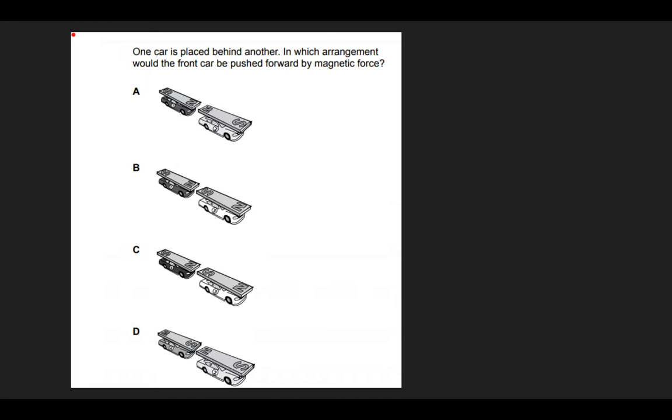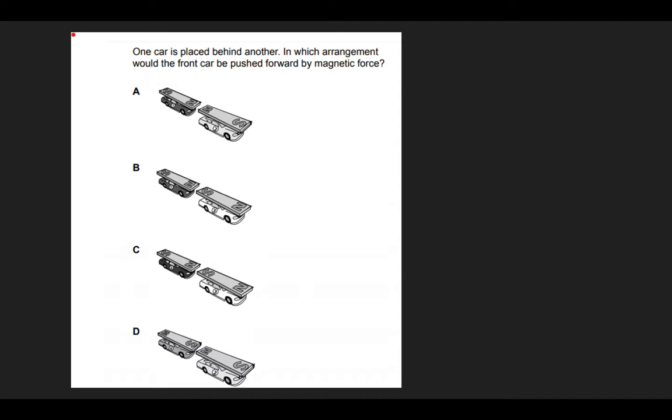Number 3, one car is placed behind another. In which arrangement would the front car be pushed forward by the magnetic force? A, B, C, or D? And for this one, we want to make sure we're looking at the pictures, looking at the south and north labelings on each magnet on both car 1 and 2 in the pictures.